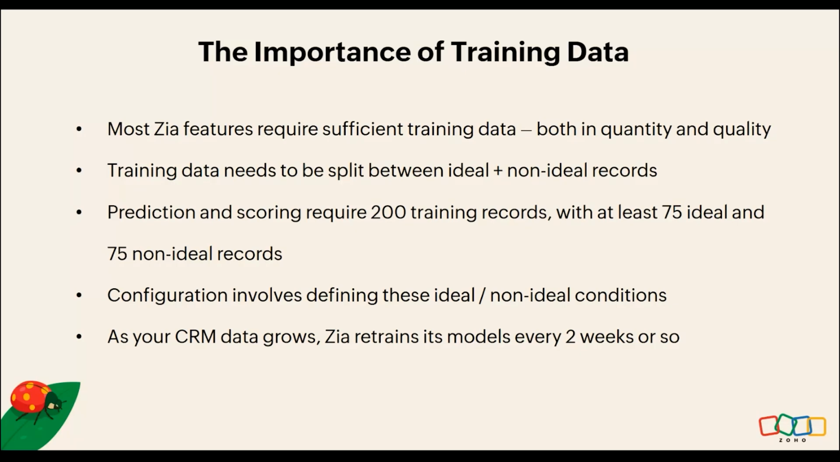So now, basically, when it comes to configuring any of these features, you'll find that it just comes down to what I just told you. You need to teach Zia what an ideal record looks like versus a non-ideal record. And Zia is going to use that base data to build a model to classify all future records.